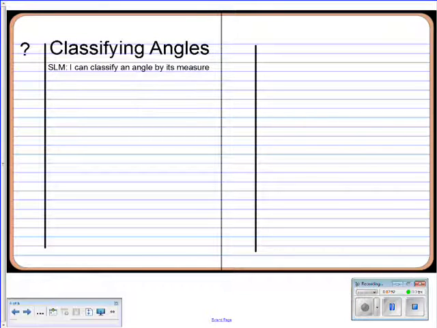All right, next up is classifying angles, okay? So remember, you're setting up your notes. You have this line here in case you have questions. You have this question mark to help you with that. I'm putting these titles in. The student learning map has these I can statements. I'm putting it here so that you can easily have it as reference. Basically, you should be able to classify an angle by its measurement.